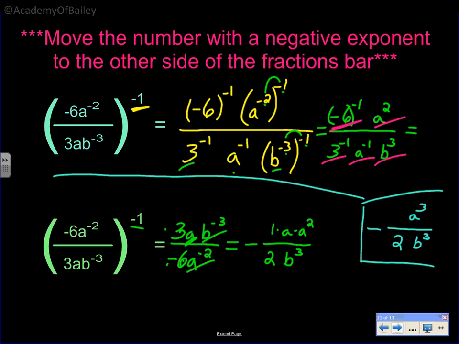So if I look here, I'm going to have the negative. A to the first times a to the second is a to the third, which is what we have in the answer. And on bottom, 2b cubed. That's what we have. Same answer.